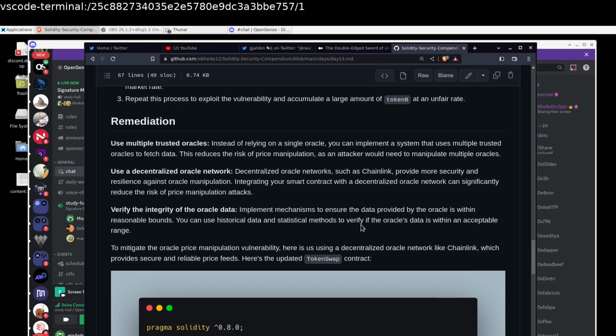So you're going to have some safety mechanisms in your smart contract. If the price changed too much in the last hour, then there's something fishy, and you can just pause for a moment and wait until everything is okay.